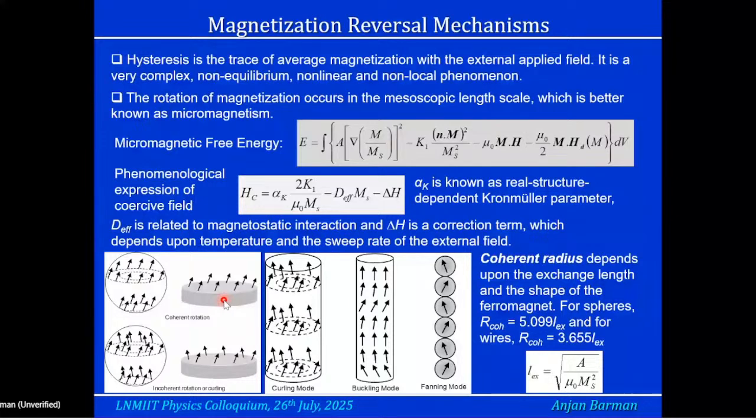But they can also form some other modes, such as incoherent rotation or the curling mode. They curl like that. In a cylinder, you can see how they curl. There can be a buckling mode, where you can see regions pointing up and then like that, and this is called a fanning mode, and so on. So there are different types of reversal modes or mechanisms.